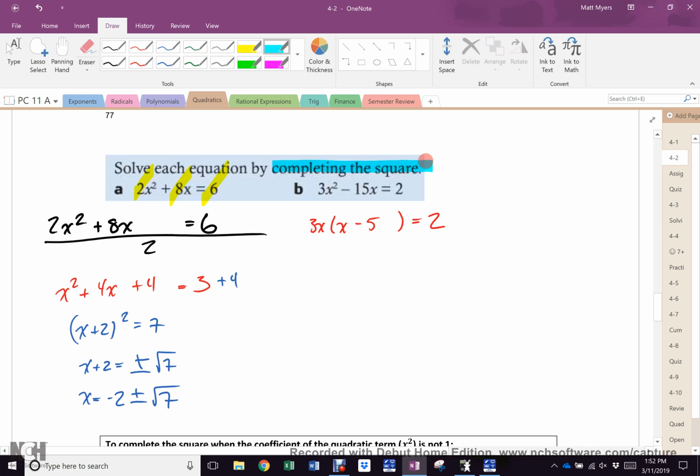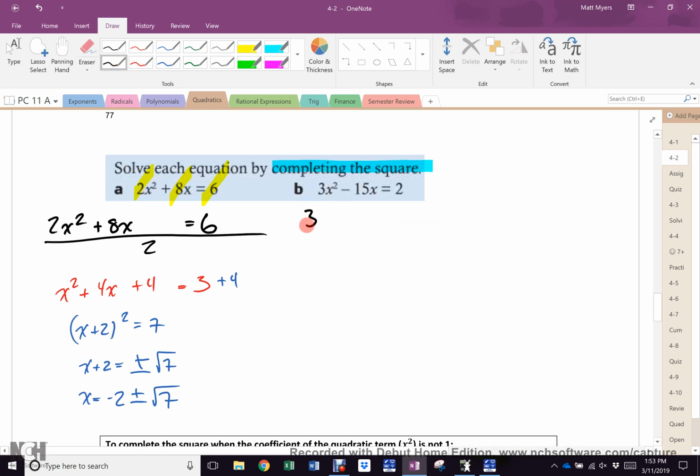I'm trying to complete the square, yes? What did I just do? I factored out the 3x, which did what? Does that complete the square or does that remove the square? It removed the square. Okay. So that's no good. Do I have other options?